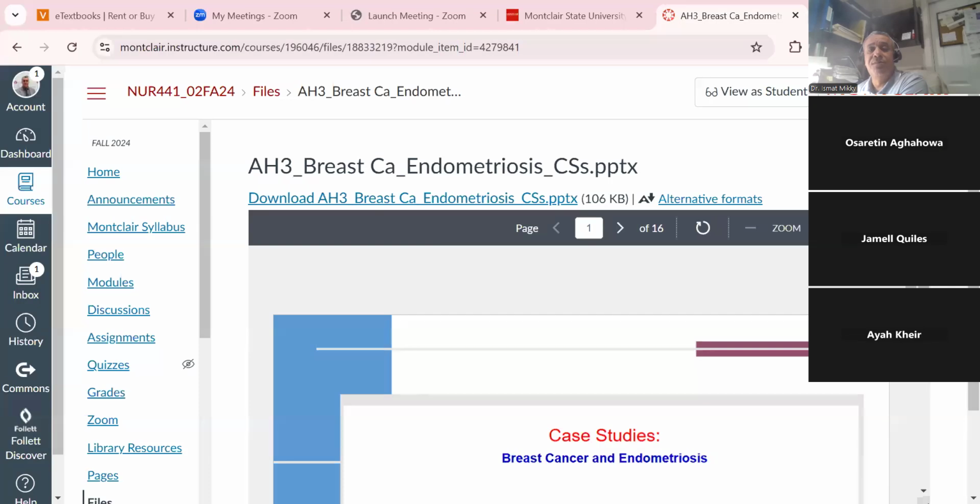Okay, so this is a review session for exam 2, the content that would be included in exam 2 and adult health 3. The content will start with breast cancer, endometriosis, and postmenopausal uterine hemorrhage. The first case study is about a patient who is going to undergo a mammogram for a suspected lump in the breast, which is breast cancer in this case.